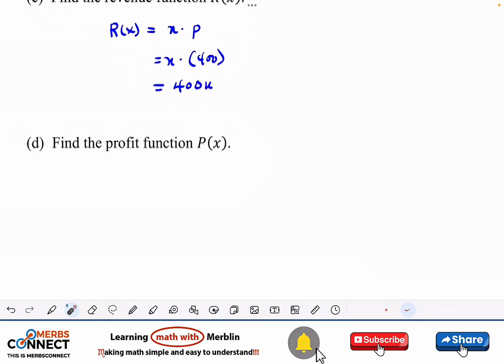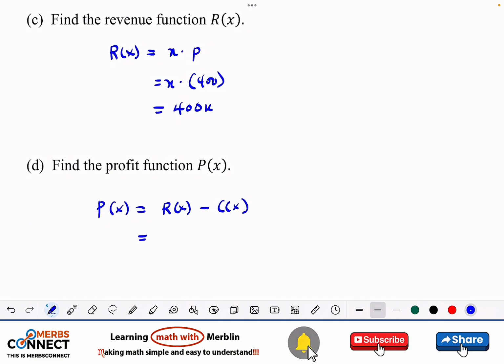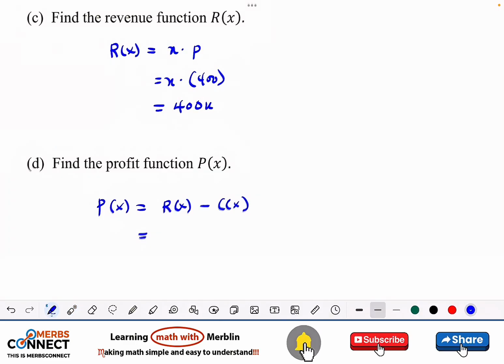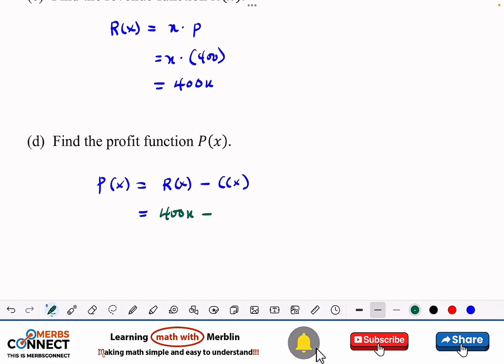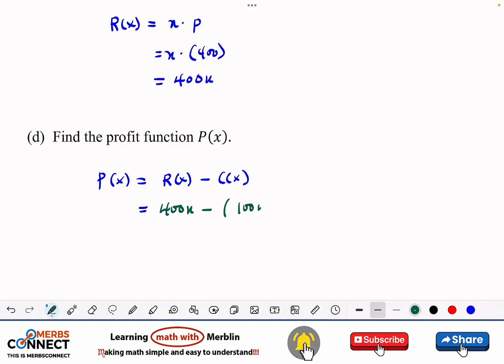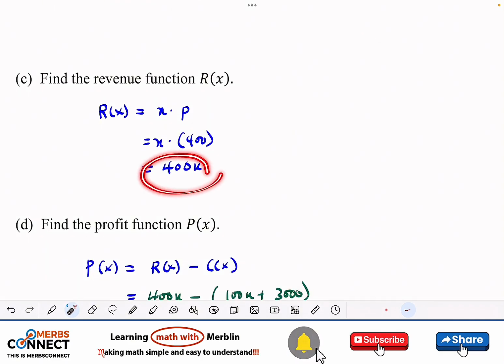Let's look at the last question under this question. We want to find the profit function. Now, what's the formula for finding profit? Profit is equal to revenue minus cost. So what was the revenue? Revenue was 400x. So we have 400x minus what was the cost? Cost is 100x plus 3,000 from here. So this is the cost, and this is the revenue.